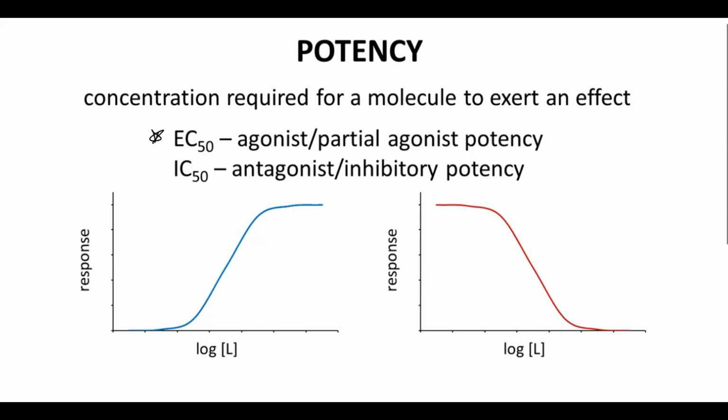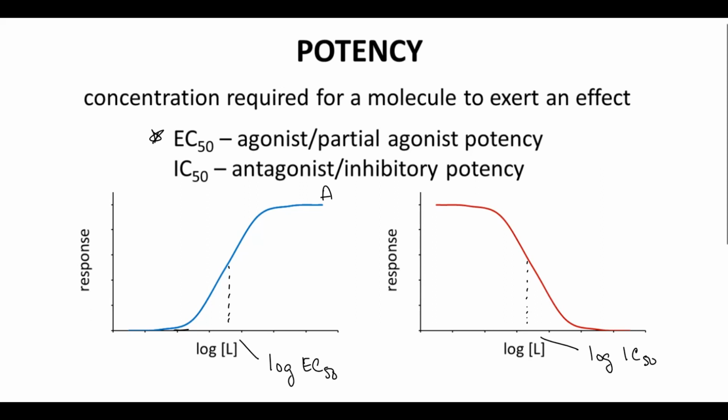EC50 is a concentration, the concentration at which an agonist or partial agonist generates half its response. IC50 is a concentration, the concentration at which an enzyme inhibitor or an antagonist blocks the action of an enzyme or receptor respectively.